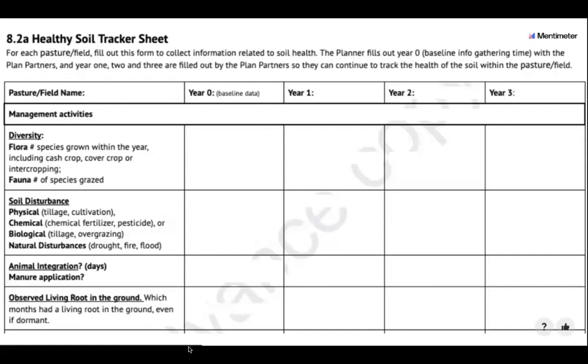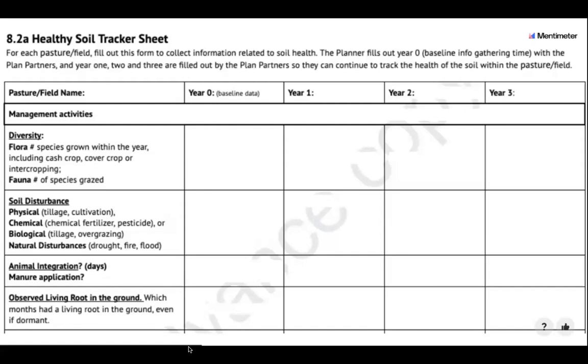And so for what we're talking about today, all of that information would go into year 0. And so you would write in, it was a multi-species cover crop. So you would write that in the sort of diversity area, as well as the living root in the ground, that there's a lot of root in the ground, but maybe there's tillage a couple times a year.